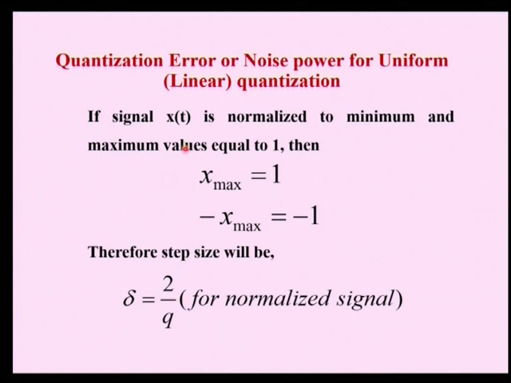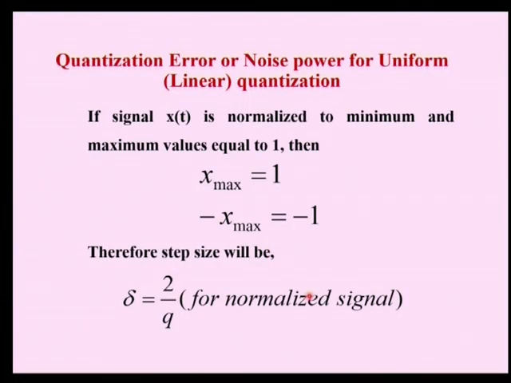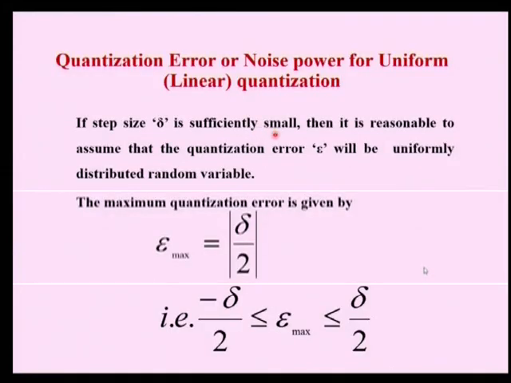We are going to compute the noise power and signal power, and then find the signal to noise ratio for this uniform quantization, that is, SNR. To be specific, since we are computing the quantization noise, it is called the signal to quantization noise ratio, shortly called SQNR. If the step size del is sufficiently small, then it is reasonable to assume that the quantization error epsilon is a uniformly distributed random variable.